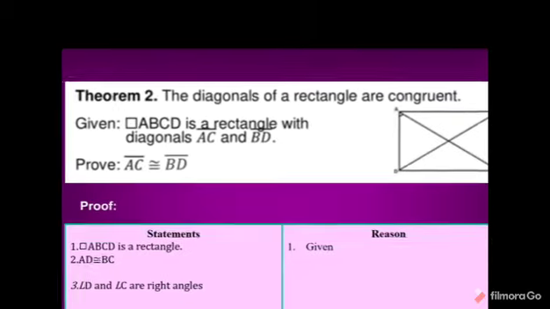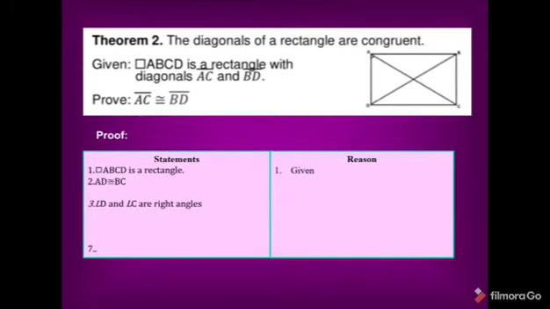Okay. We are asked to prove that segment AC is congruent to segment BD. We are already given the two-column proof. What we need to do here is supply what is missing. In our first statement, it says that quadrilateral ABCD is a rectangle, with the reason given. And the second statement, segment AD is congruent to segment BC.